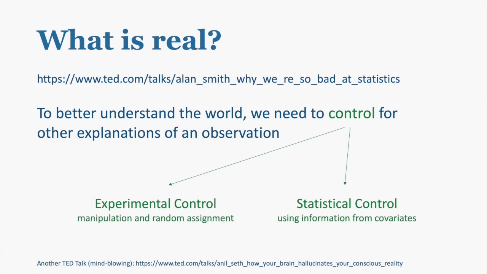But when it comes to this topic, to better understand the world, we need to control for other explanations of an observation. There's two main ways of doing this that you'll see in science. One is experimental control, where you have random assignment and some manipulation. So you're changing something about one of the groups. The other one is statistical control, and that's using information from covariates.